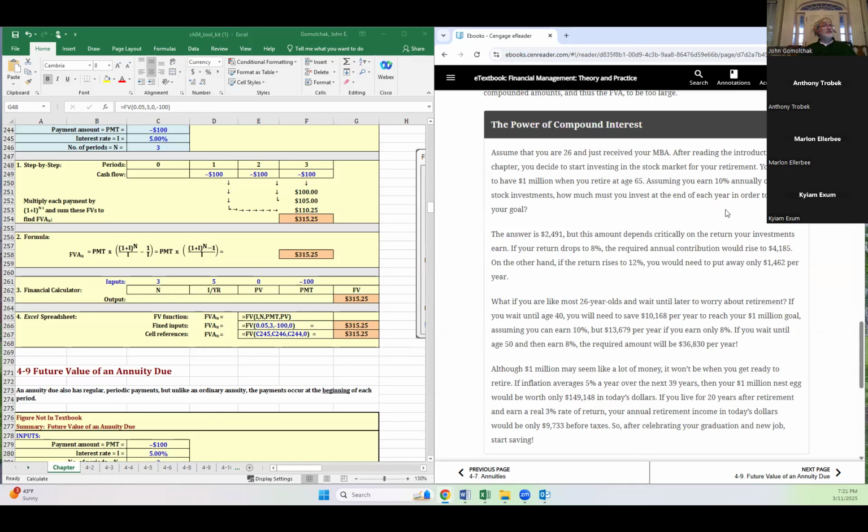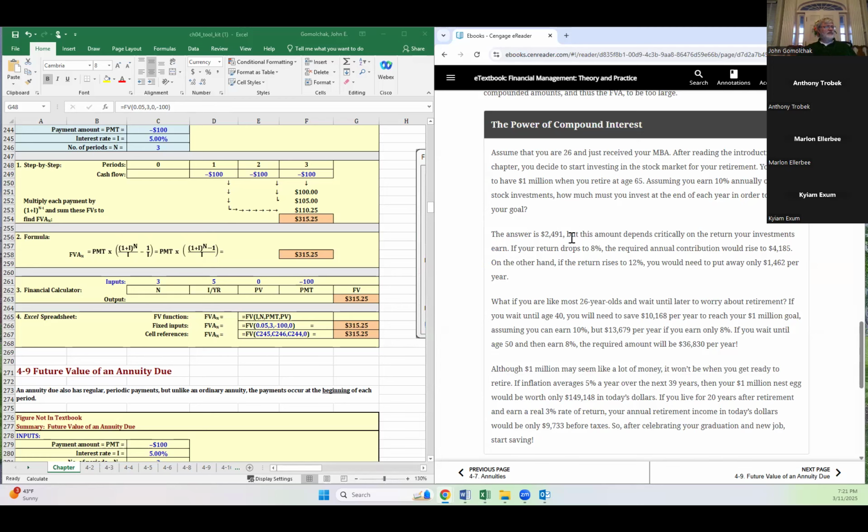Assume that you're 26 years old, you just received your MBA. After reading the introduction to this chapter, you decide to start investing in the stock market for your retirement. Your goal is to have $1 million when you retire at age 65, assuming you earn 10% annually on your stock investments. How much must you invest at the end of each year in order to reach your goal?